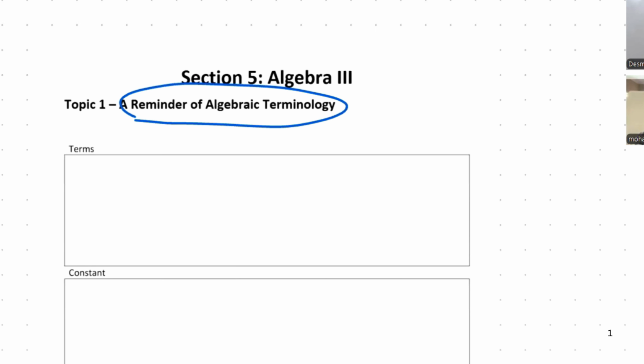Last time we were doing the exponents, we did all the exponents. So today we are doing algebra based on the terminology, which is topic 1. We'll see how far we go with this lesson. If there's topic 2 and so on, then we are going to do that.